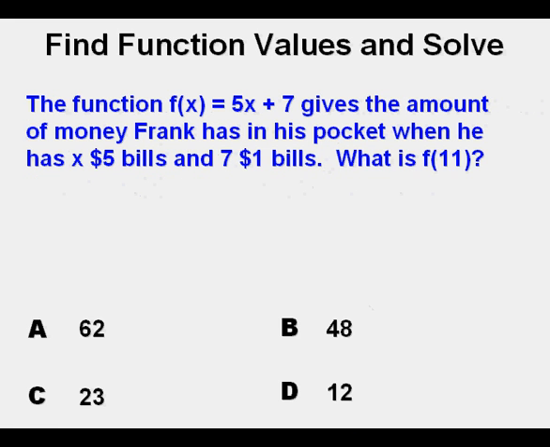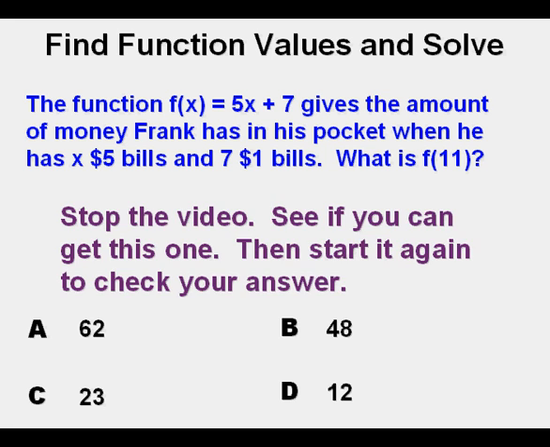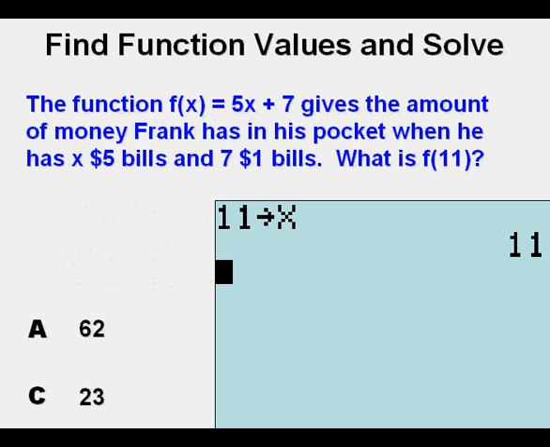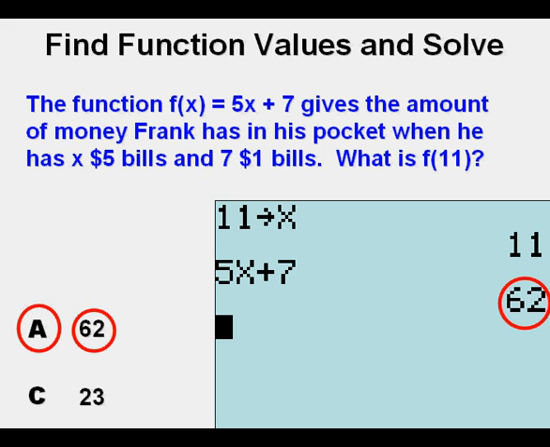Okay, the last one here, we have the function f of x equals 5x plus 7. Okay, what do we do here? f of 11. Stop the video. See if you can get this one by yourself, then start again and see if you got it right. Okay, here it is, 11 storage x. And then we enter this expression 5x plus 7, we get 62. So A is our right answer. We circle that, and we've got it right.